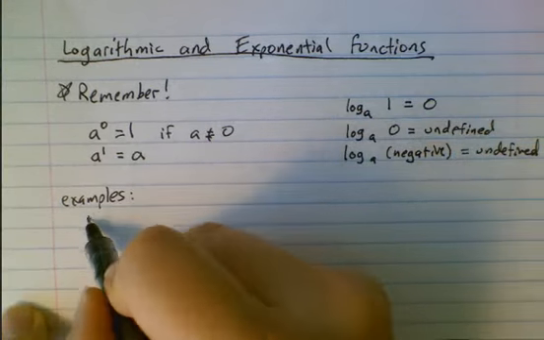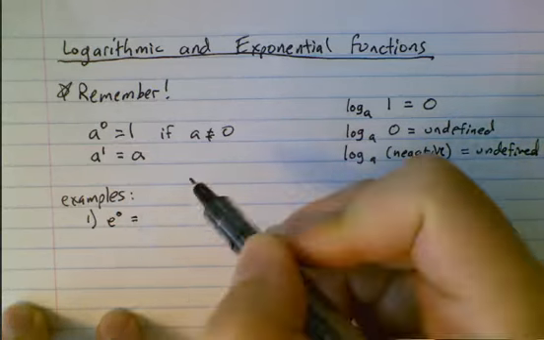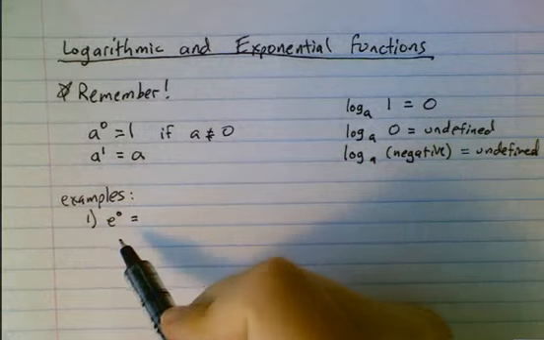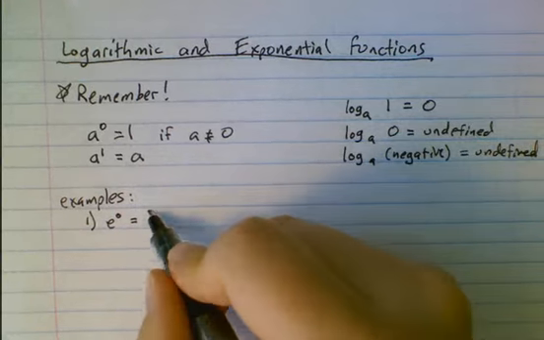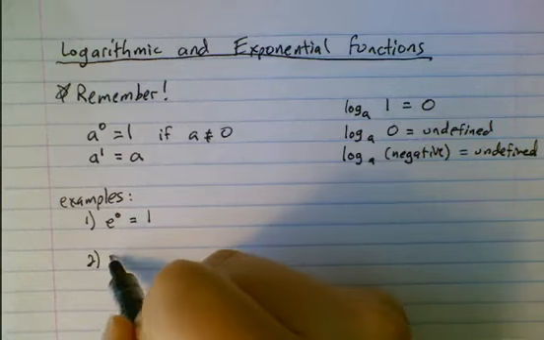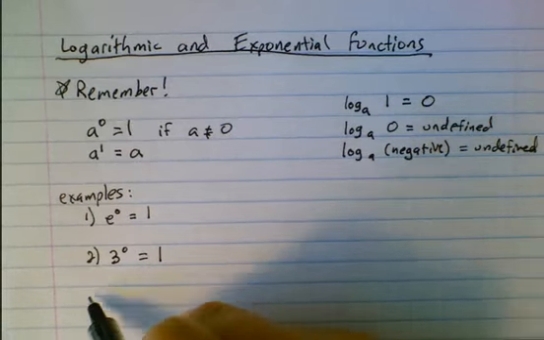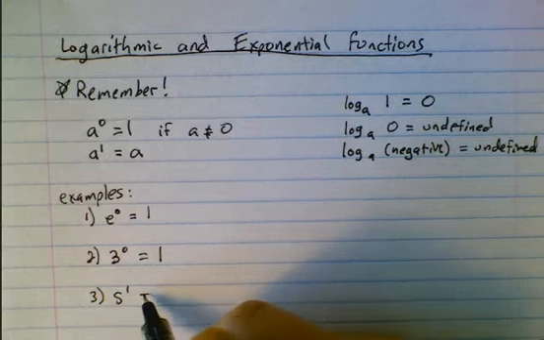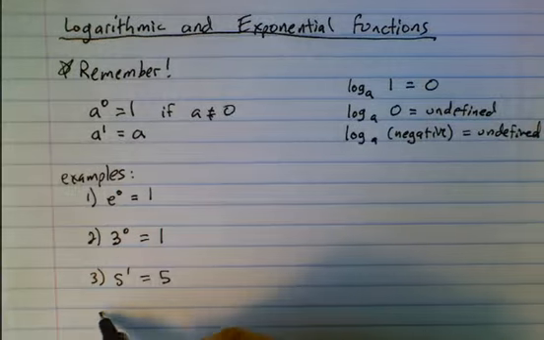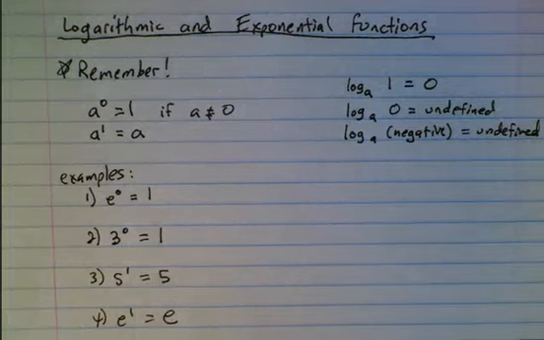First of all, over on the exponential function side, so let's say we have e to the 0. This actually shows up a lot. E is just a number. It's about 2.78. So e to the 0 power is simply 1. That's all. Similarly, if we had 3 to the 0, that would still be 1. If we had 5 to the first power, that would be 5, using that rule right there. If we had e to the first power, that could also be written as e.